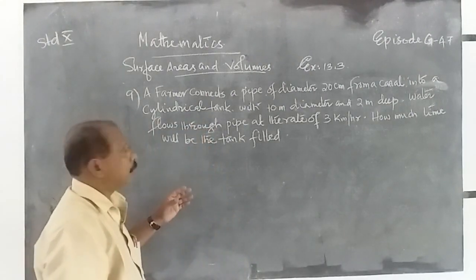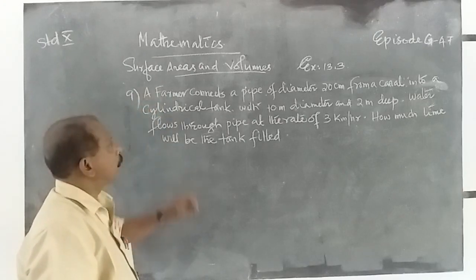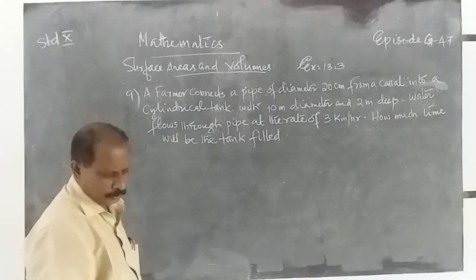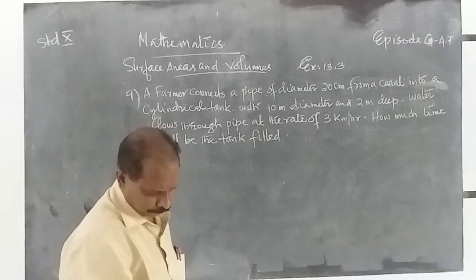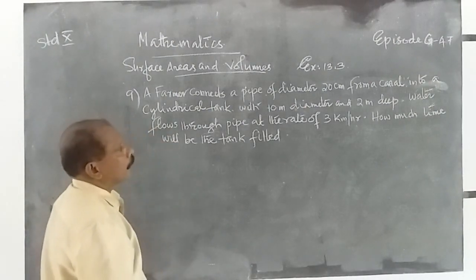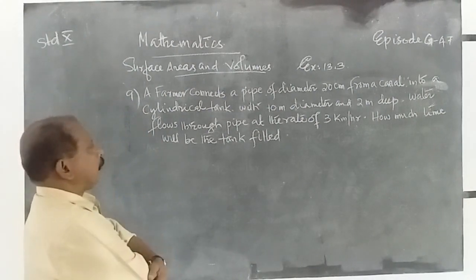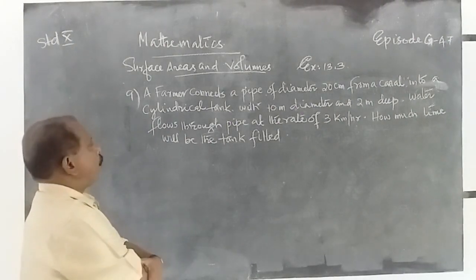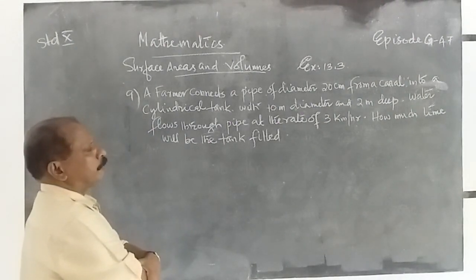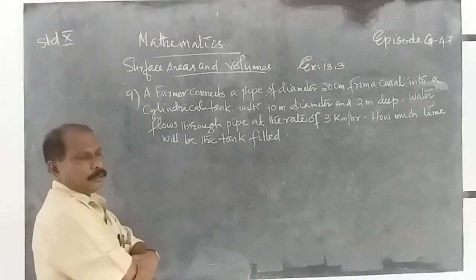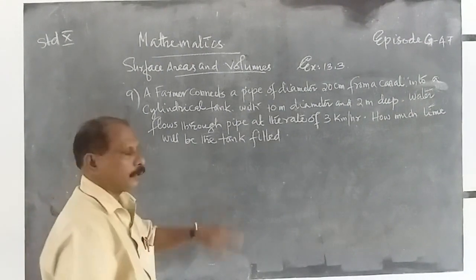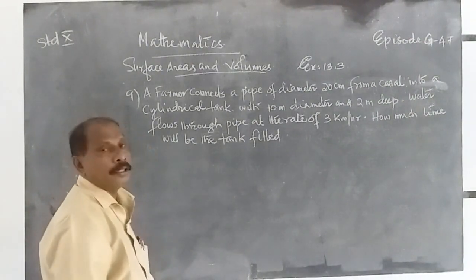Then the last question is: a farmer connects a pipe of diameter 20 centimeter from a canal into a cylindrical tank with a 10 meter diameter and 2 meter deep. Water flows through the pipe at the rate of 3 km/h. How much time will it take to fill the tank? That is the question.